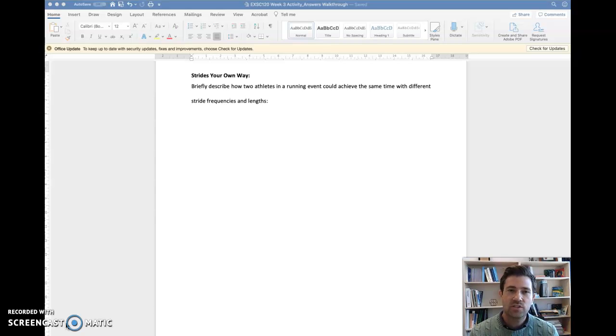Okay, so this next question, Strides Your Own Way, is about how two athletes, or two people running, can achieve the same velocity, the same time in a running event by having different stride lengths and stride frequencies. So you're probably pretty familiar with this.